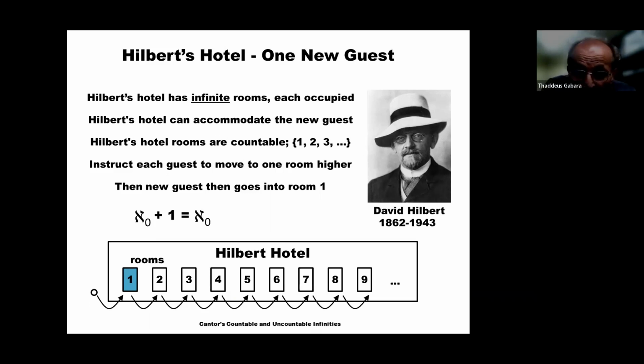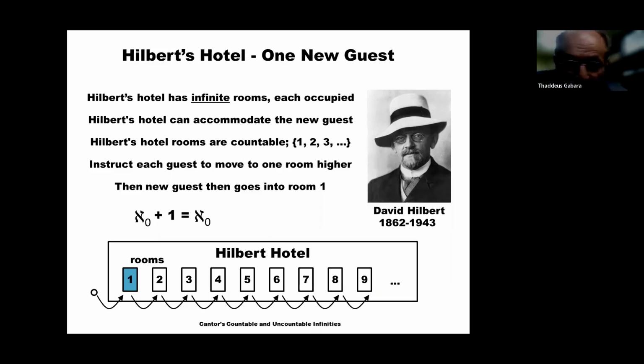A new guest comes in and Hilbert says, no problem, I'll collect your rent. I'll tell you what I'm going to do. First of all, my hotel rooms are countable because I put numbers on them, on the doors. Number 1, 2, 3, 4. This kind of looks familiar to our natural cardinal numbers. So we've numbered the doors.